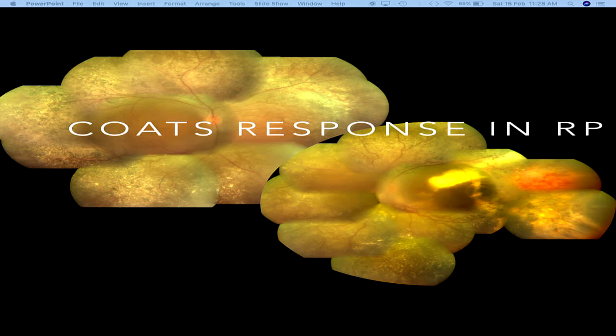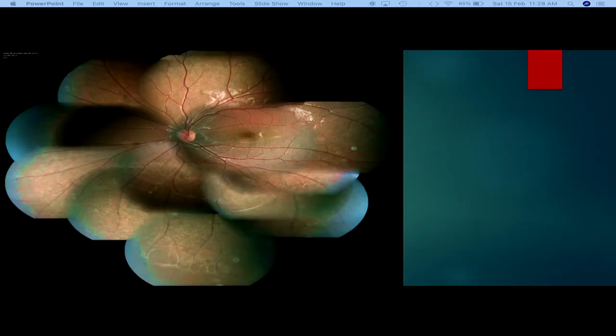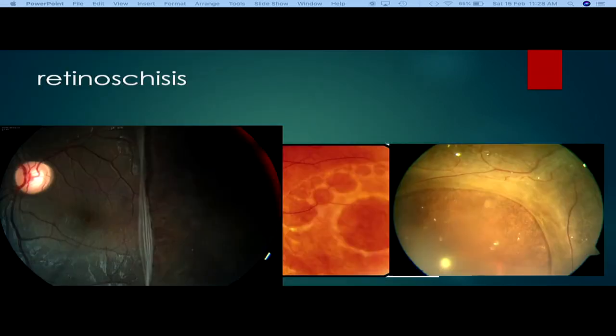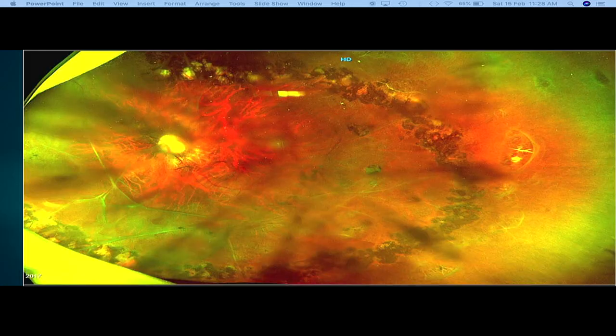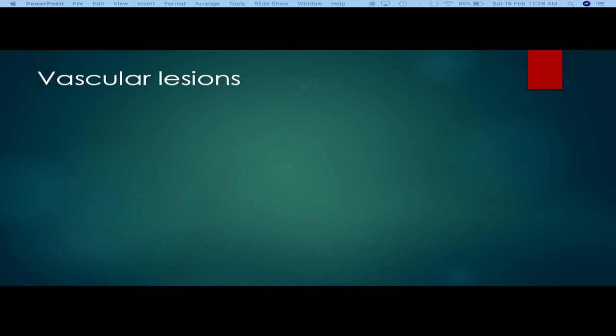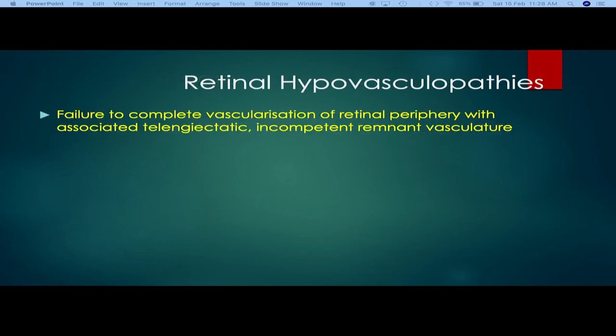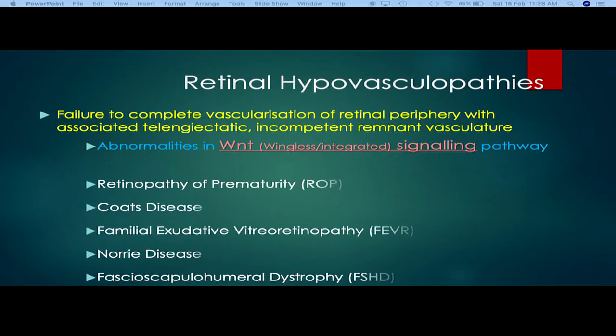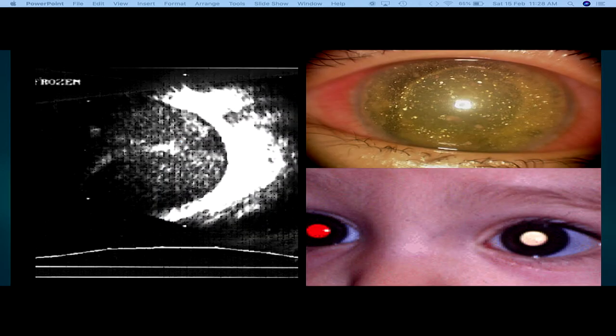Then coming to the vasculopathies, you can have Coats disease and then retinoschisis. There's a variety of ways retinoschisis can present, and the negative waveform is to be looked for in electrophysiology. If you see the lattices are radially oriented and pigmented, you should think of Stickler syndrome. So these are the vitreoretinopathies, and these must be recognized.